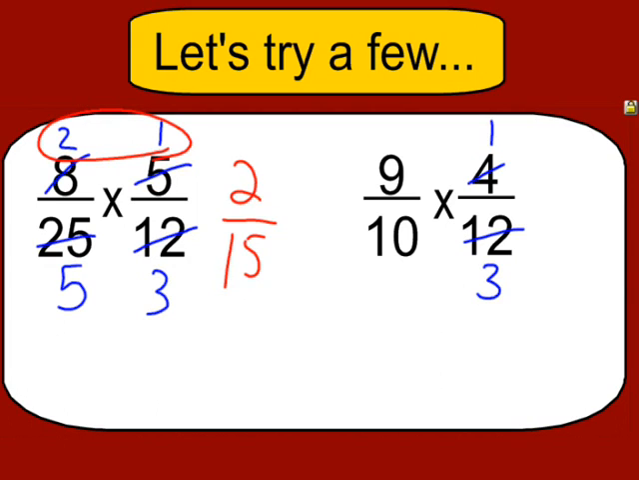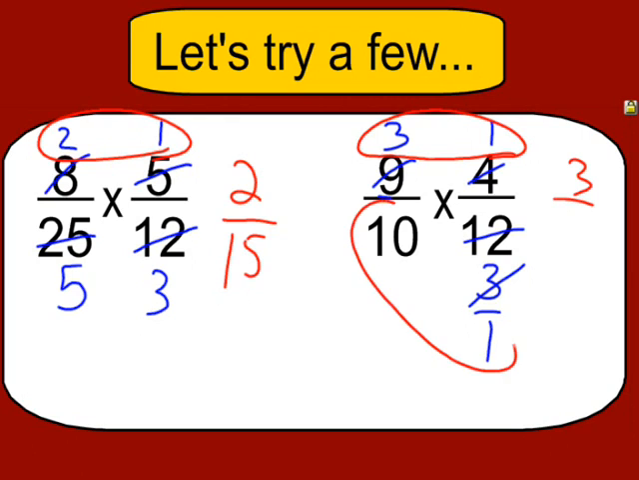And I see that I have 3 and 9. Well, they share the common factor of 3. I can divide each one by 3. So 3 divided by 3 is 1. 9 divided by 3 is 3. And that's pretty much it. And all I'm left with is 3 times 1, which is 3. 10 times 1, which is 10. Our final answer is 3/10.